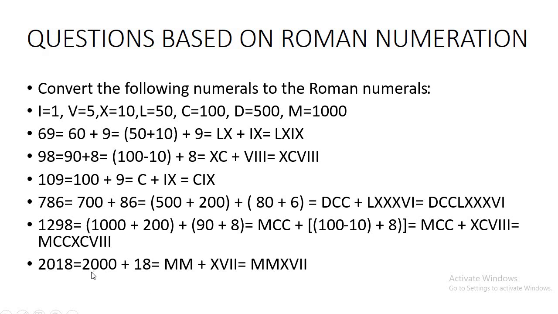2018. So 2018 is broken as 2000 plus 18. As we repeat M 2 times, it becomes 2000, and 18, as we have seen earlier, is XVIII. So it is written wrongly here. Here it should be triple I. So the answer is MMXVIII. Please, viewers, you must pay attention that here it should be triple I instead of 2 I's. It is wrongly written as 2 I's. It should be triple I.